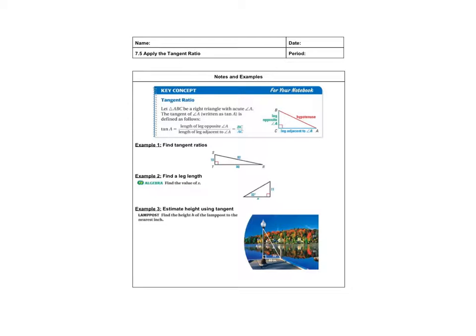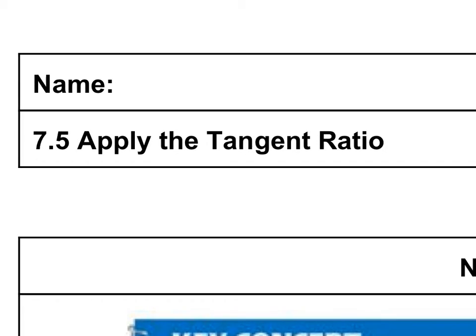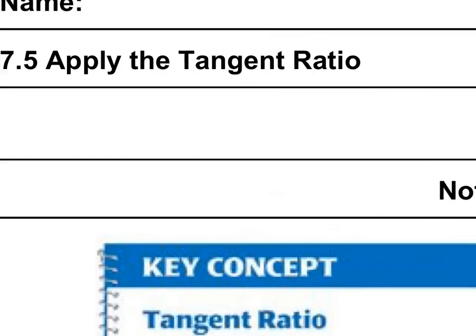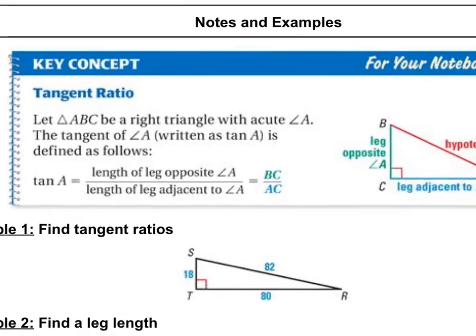Today we're going to be talking about what's known as the tangent ratio. There are three trigonometric functions that we will be talking about: sine, cosine, and tangent. Today we're going to be talking just about the tangent ratio. So here's what the tangent ratio means.